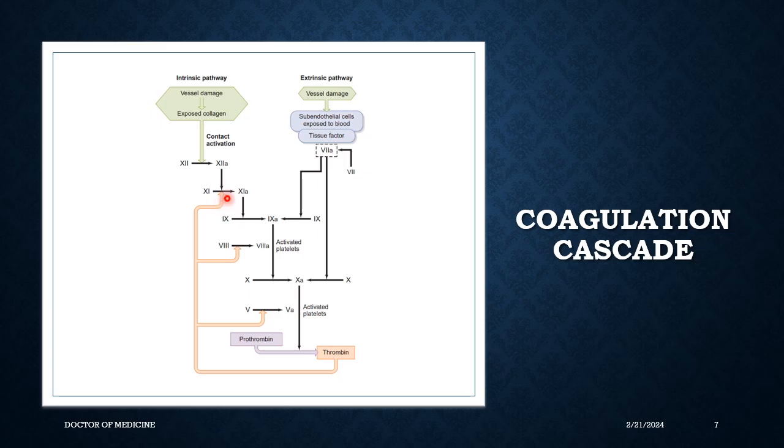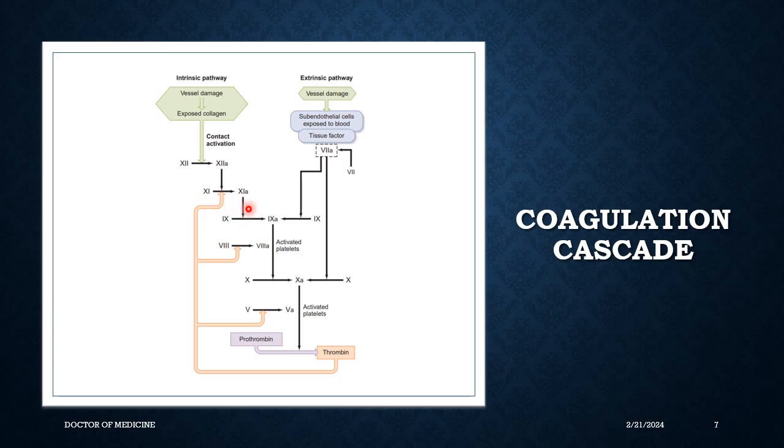Now, the intrinsic pathway is initiated by what we call contact activation, as indicated in the diagram above. So contact activation results in the activation of factor 12. Factor 12, also known as the glass factor, is converted to its activated form, which is a proteolytic enzyme, which catalyzes the conversion of factor 11 to factor 11A.